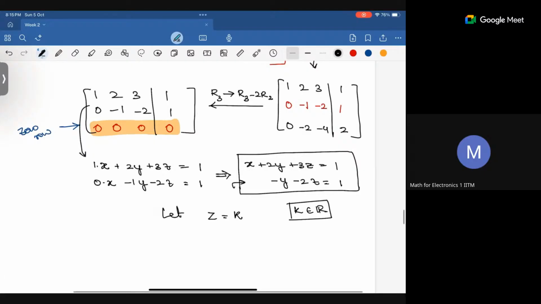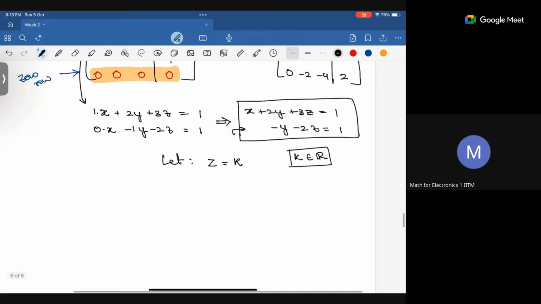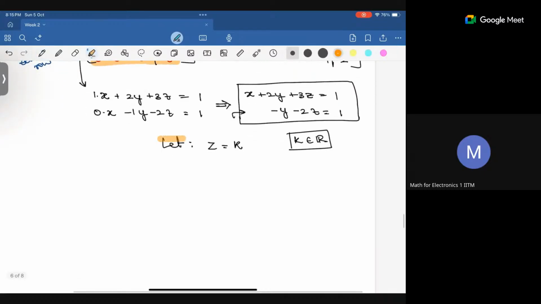Okay, so let z equal k. The difference between z and k is that k is a constant, and z is a variable. K is a constant which is a real number. It can be 1, 2, 1.53, anything. We have given some value to z, which is fixed.